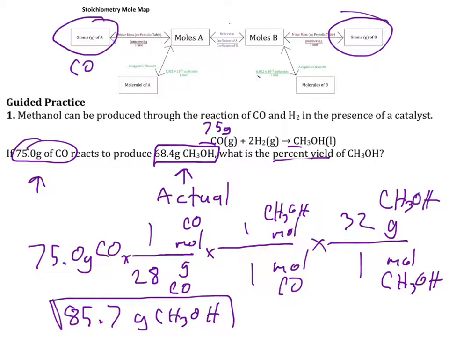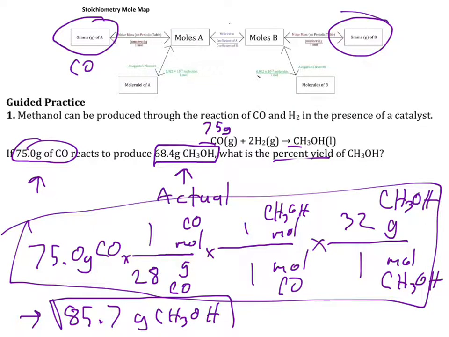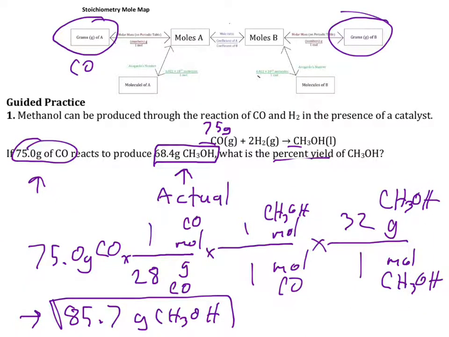So if it were a perfect world, we would produce 85.7 grams. Again, the theoretical yield, you will always have to do a stoichiometry conversion to figure out the theoretical yield. And then the problem will give you the actual yield. So it's giving you the actual yield.